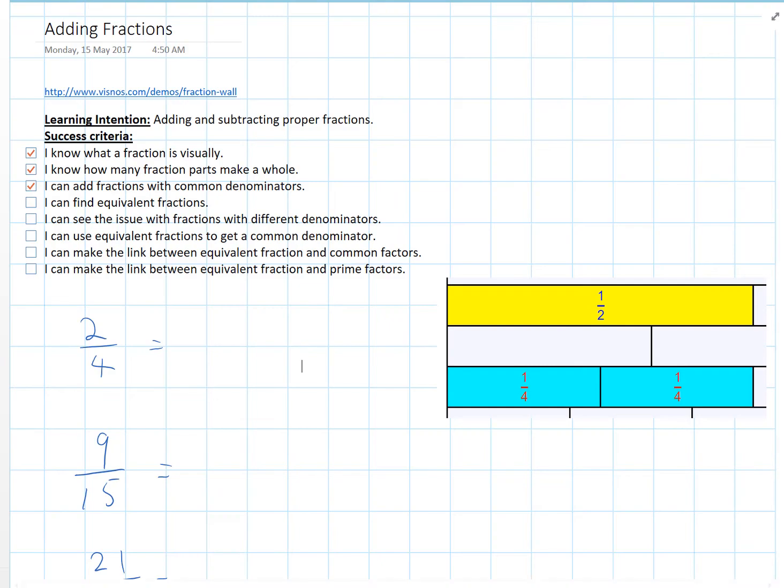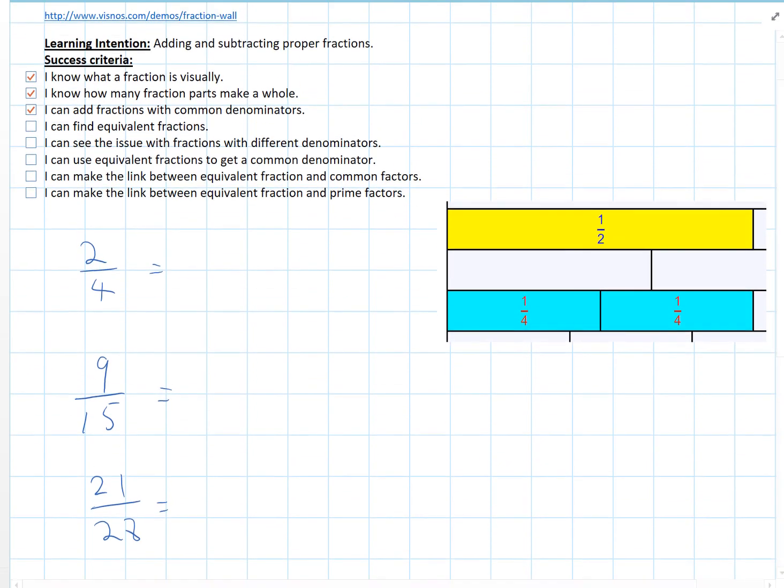And if I was just looking at it in terms of numbers, 2/4, I'm going to make the link to factors. So 2/4, well, 2 is the same as 2 times 1, and 4 is the same as 2 times 2. And you can see that I've got the same number on the top and the bottom, so they can cancel out, and I get left with 1 on 2.